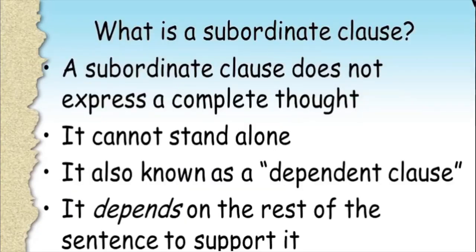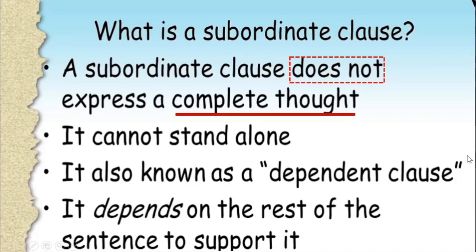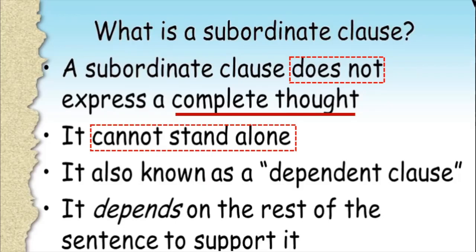So now let us see what a subordinate clause is. A subordinate clause does not express a complete thought. A very, very important point to remember as far as a subordinate clause is concerned. But remember, it contains a subject, it contains a verb, but it does not express a complete thought. Second most important thing, it cannot stand alone. Cannot stand alone means if the main clause is not there, then the subordinate clause will not give you much meaning in the sentence. The subordinate clause will not be able to tell you too much about the meaning of the sentence.